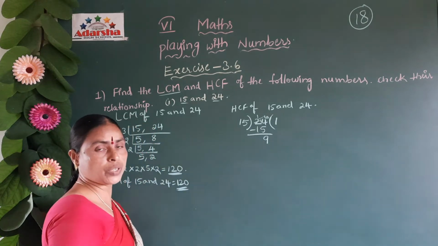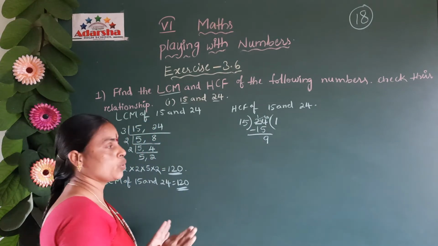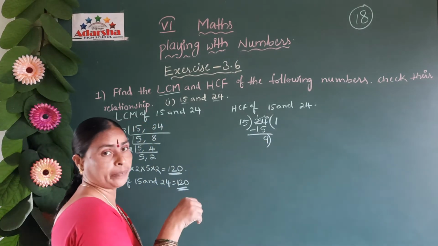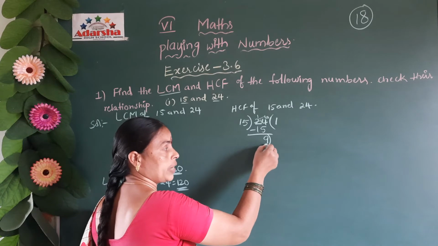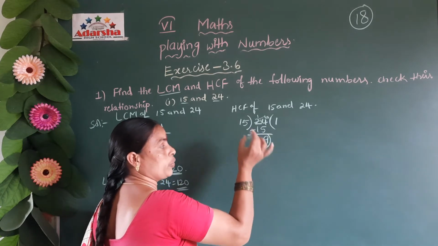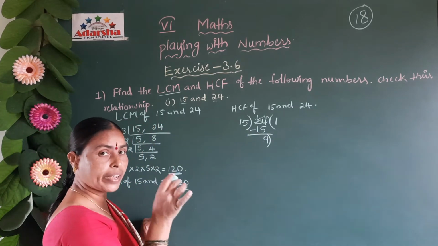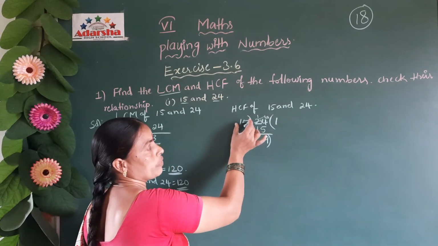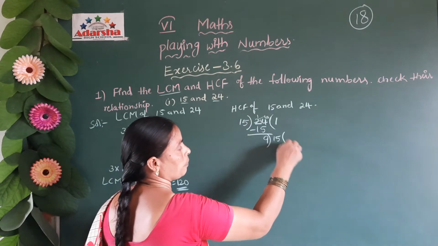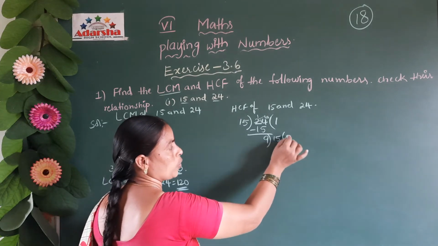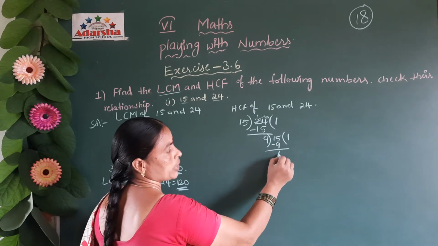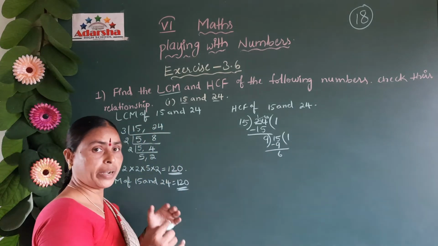A 0 in the extreme left position is meaningless, so no need to write it. The remainder is 9. Now this remainder you have to consider as the divisor, and with it divide the first divisor 15. In 15, 9 goes one time. 9 ones are 9. 15 minus 9 is 6. We got remainder 6.